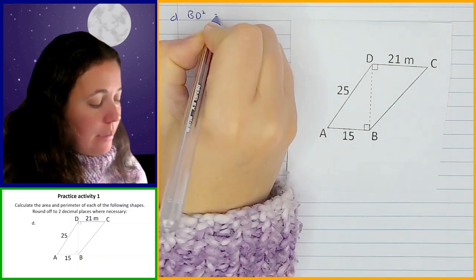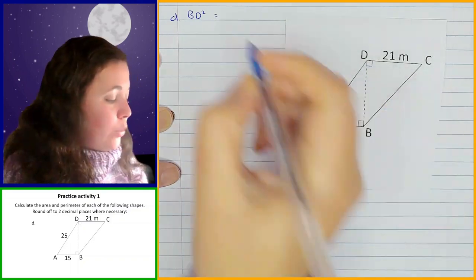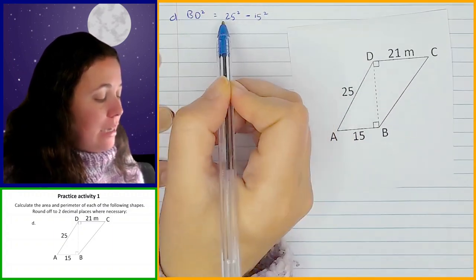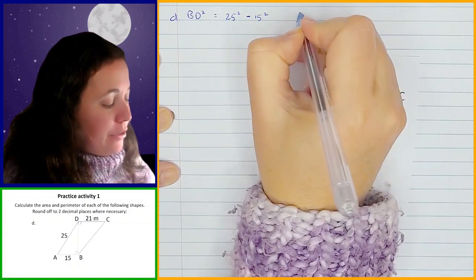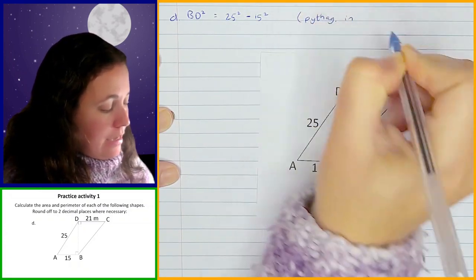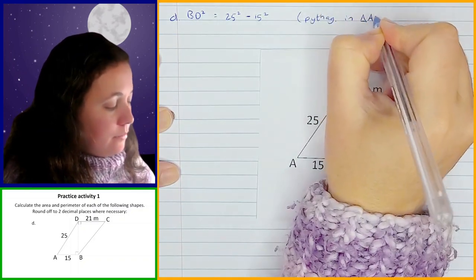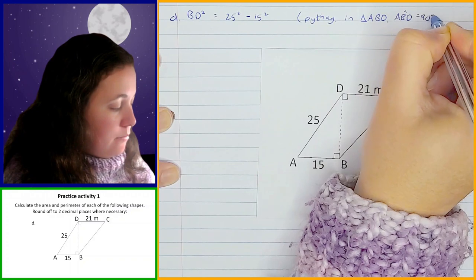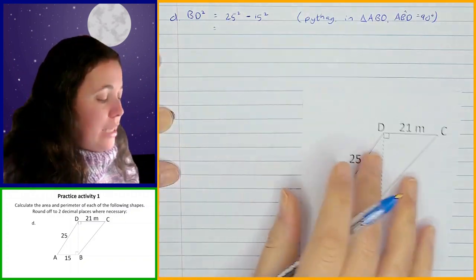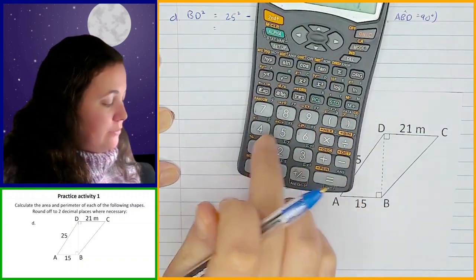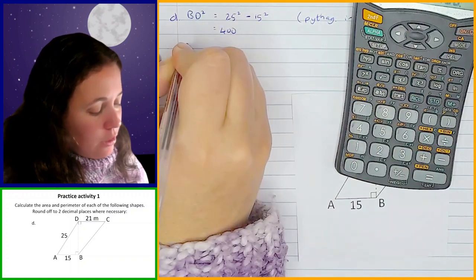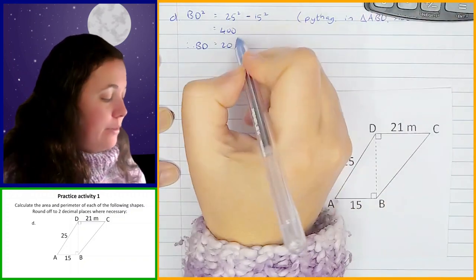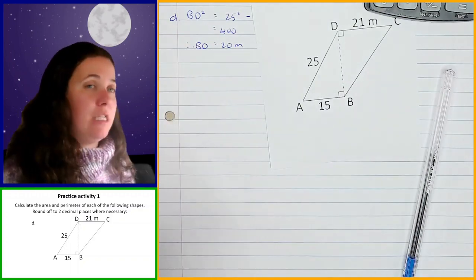BD squared equals 25 squared, the hypotenuse squared, minus 15 squared, because if I add these two together, I should get that. Okay, and my reason is the Pythagorean theorem in triangle ABD with angle ABD equal to 90 degrees. Okay, now we can go and work that out. So 25 squared minus 15 squared is 400. So therefore, BD is the square root of 400, which is 20. And that is 20 meters. Okay. So now I know this length over here is 20 meters.